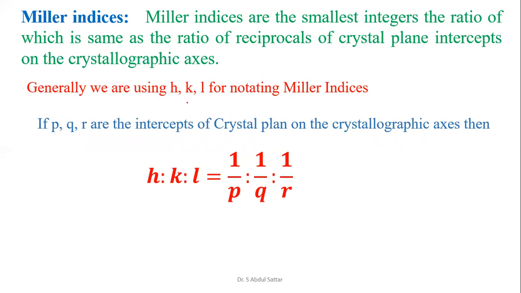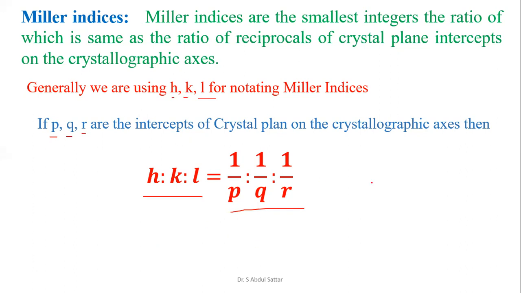Suppose we take a lattice plane whose Miller indices are HKL and intercepts of the crystal plane on the crystallographic axis are PQR. Then from the definition of Miller indices, the ratio H is to K is to L is equal to the ratio of the reciprocals of the intercepts. What are the intercepts here? PQR. What are the reciprocals? 1 by P, 1 by Q, 1 by R. So if you want to get the Miller indices, take the intercepts, take the reciprocals and convert into smallest integers. So these are the steps we are taking to get the Miller indices of a crystal plane.